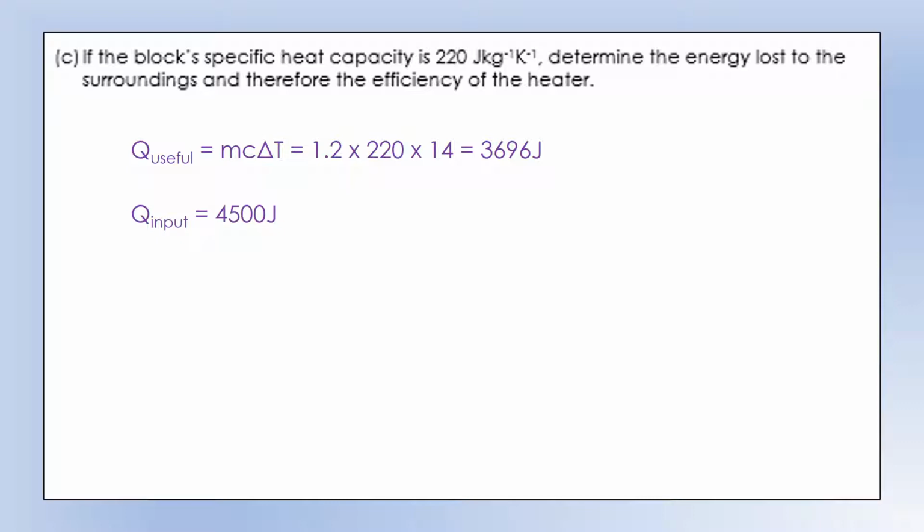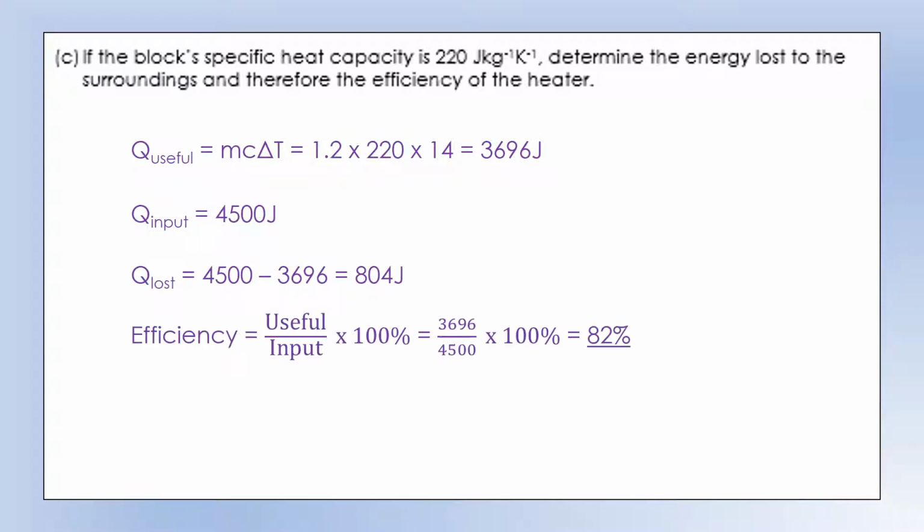We know how much energy we actually put in using our circuitry measurements, so we can figure out that we've actually lost 800 joules to the surroundings there. And in terms of efficiency, we can use the useful energy transferred divided by the total input energy, times that by 100%, which gives us an overall efficiency of 82%.